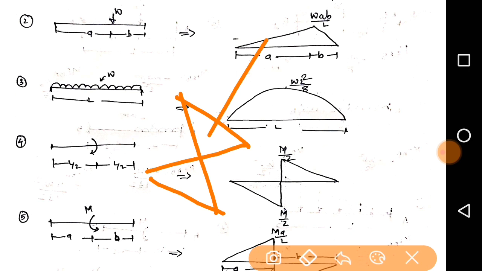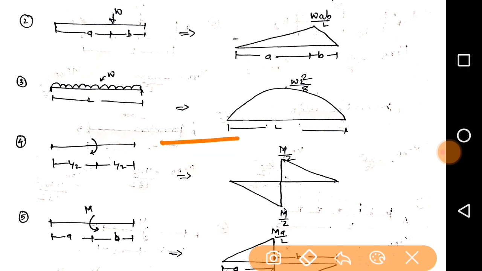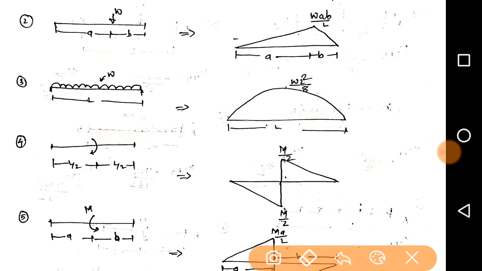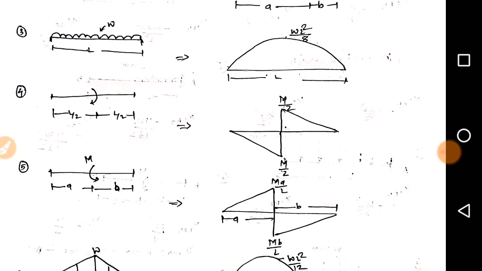So what is the difference between clockwise and anti-clockwise? When we draw the diagram, for clockwise the right side portion is upper, and when it is anti-clockwise, the left portion will be at the top, and the right portion we have to draw at the bottom. Also important, when a central moment is acting, the free bending moment value will be M by 2. So here M by 2 at top, M by 2 at the bottom.